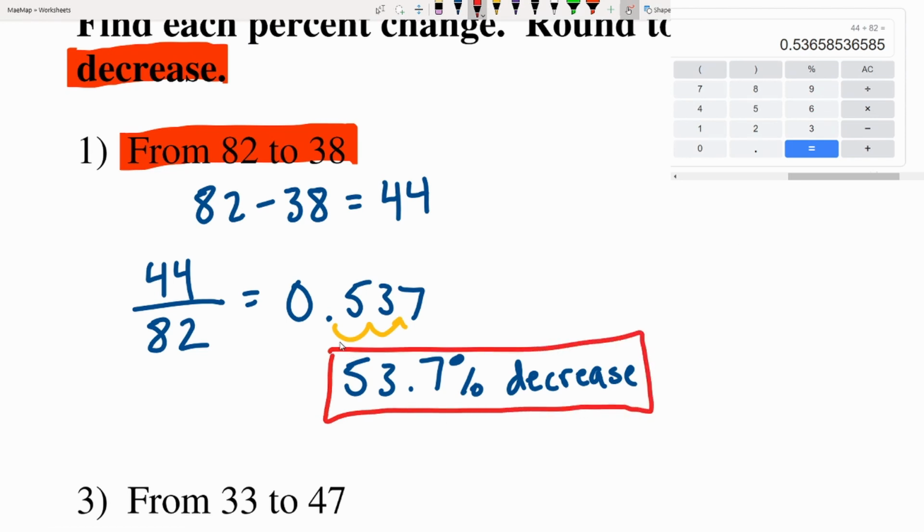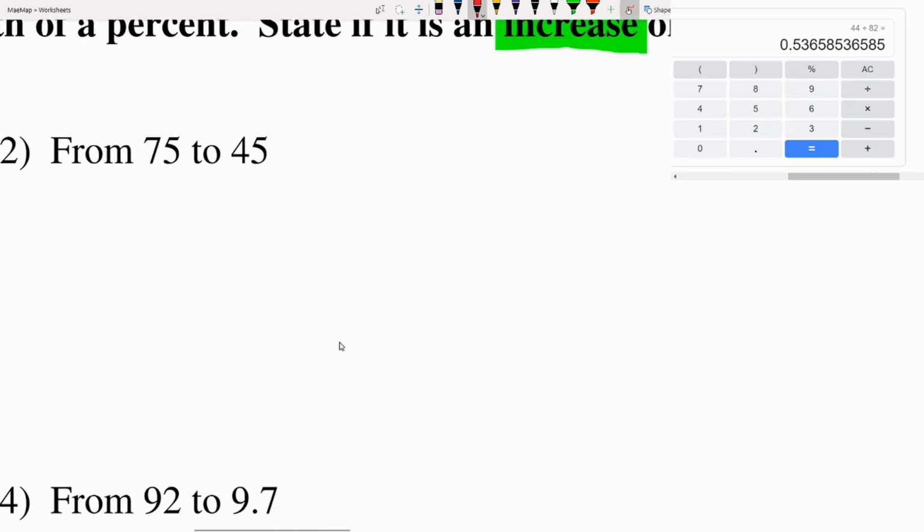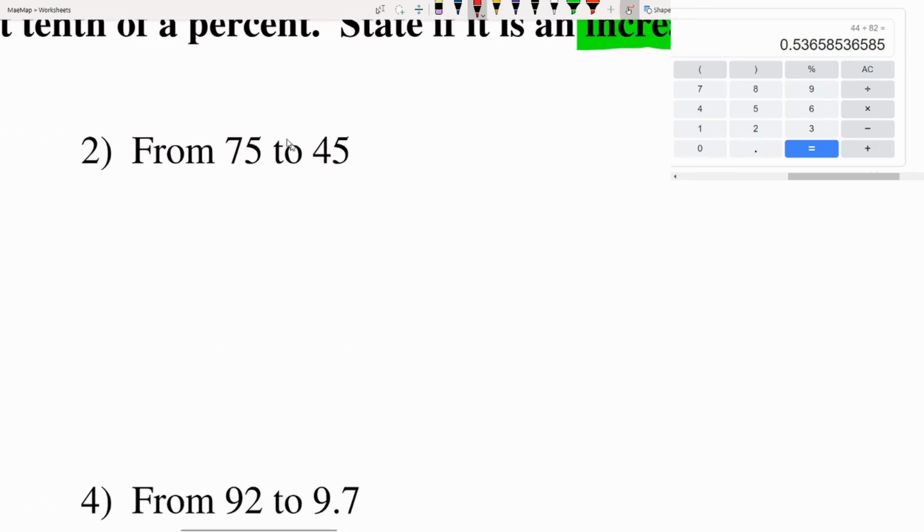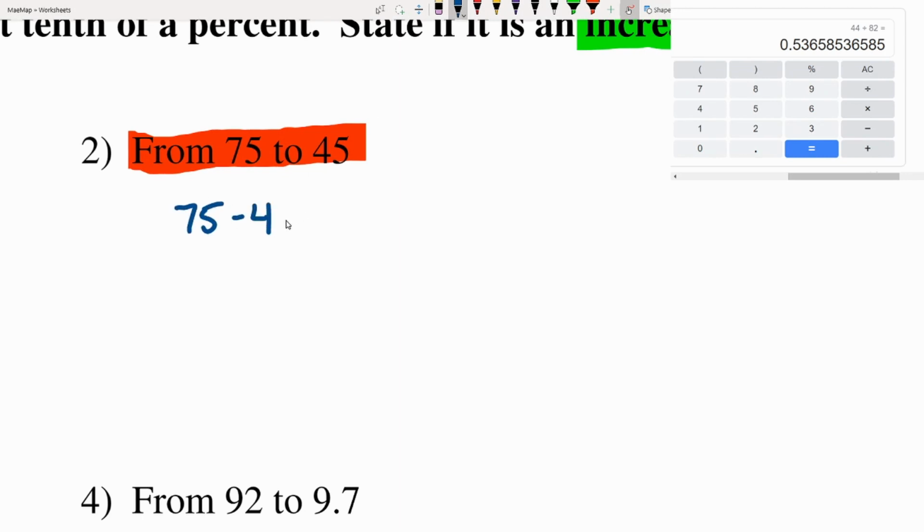Let's move on to number two. And number two, we're going from 75 to 45. 45 is smaller than 75, so our second number is smaller than our starting number, so we know that we're decreasing. And again, in order to find that percent change, we need to find the change and divide it by our starting or our original number. So the change from 75 to 45, we'll take the larger number 75 and subtract 45 to get 30.